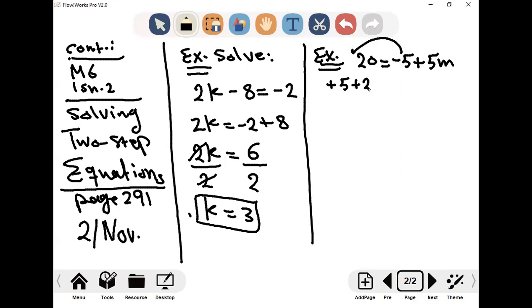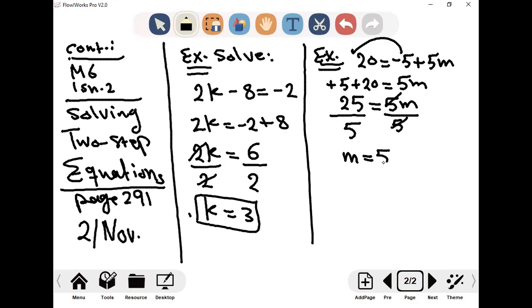So plus 5, and here 5m. Or you can say 20 plus 5, and you can put the 20 here and the plus 5 here. Done? Now 20 plus 5 is equal 5m, right? Now we divide both sides by the coefficient, which is 5. So m will be 25 divided by 5, which is 5. Done? So sometimes the variable is to the left or to the right, same strategy, right?